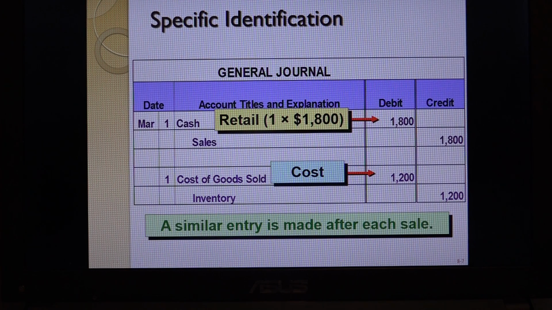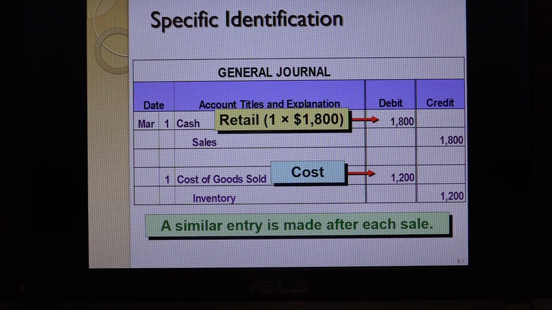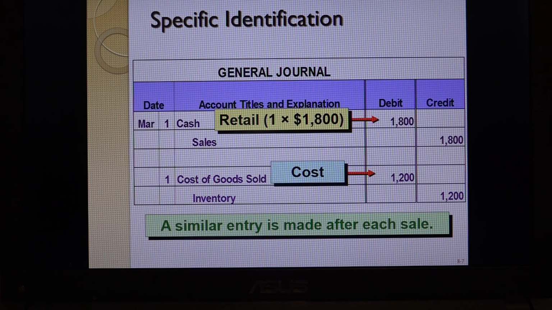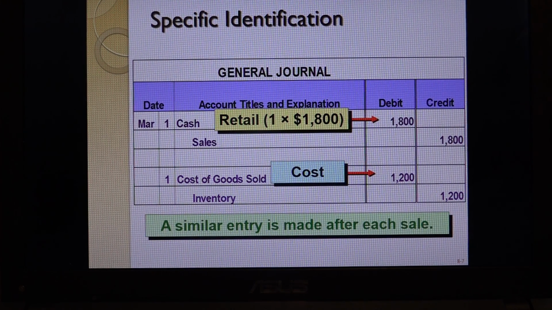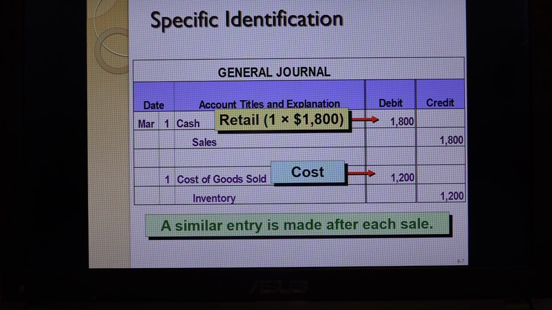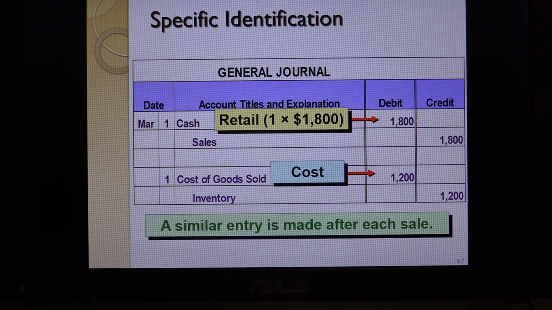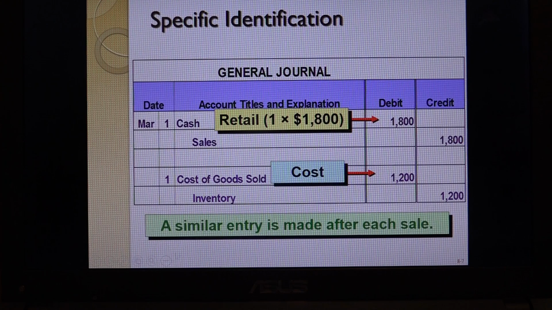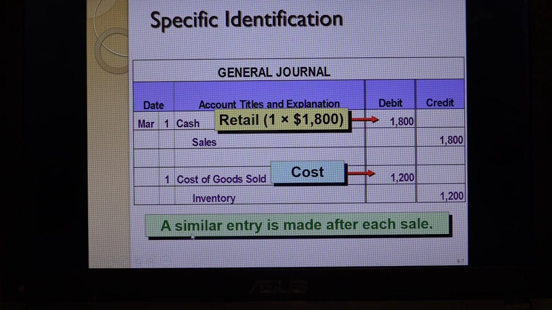And so your entry when you make this sale, remember they sold it for $1,800, and in this case it was cash, so they would debit cash $1,800, credit sales $1,800. Now you're accounting for the cost of the goods sold, and the assumption you're using is specific ID. So debit cost of goods sold and credit inventory for $1,200. Of course, this may be accounts receivable instead of cash up top. The point here is that similar entries are made for each sale.